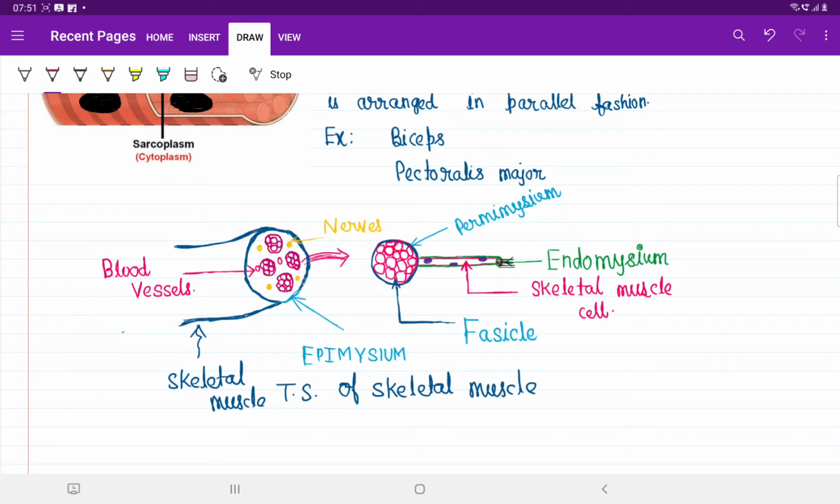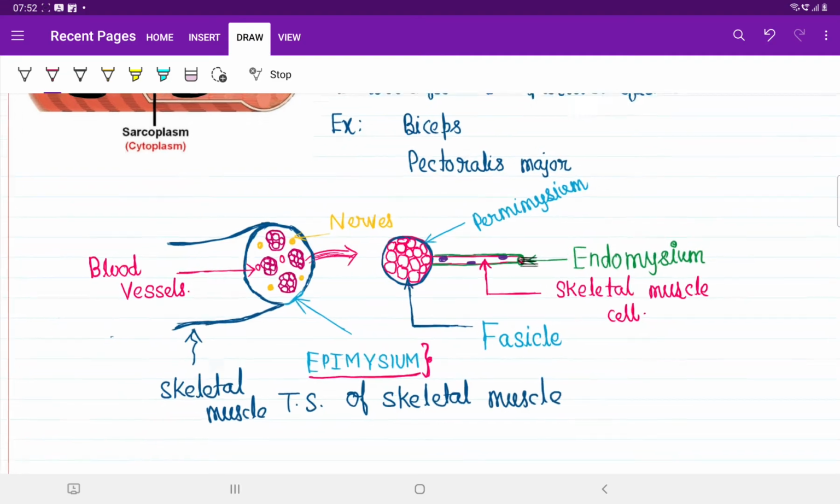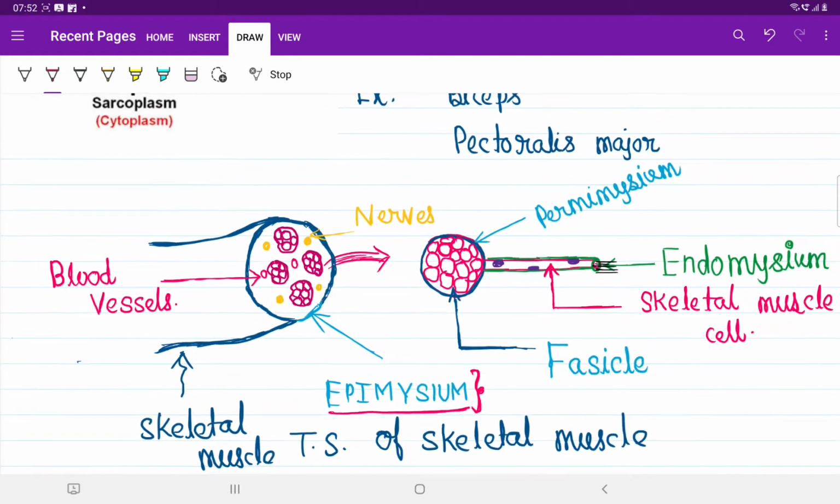We find that this skeletal muscle is covered by a connective tissue layer, and that connective tissue layer is the epimysium. Inside the epimysium, we observe that our skeletal muscle is present, and obviously skeletal muscle has many blood vessels which supply blood here, and it also has nerves which control movement here.